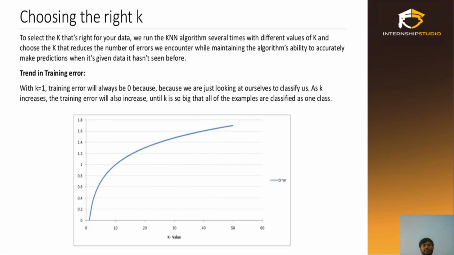And yeah, choosing the right k. With respect to the training error, for k equal to 1, the training error will always be 0, because we are looking only at ourselves, right? So there is nothing else to classify or associate to. And as you increase your k value, the training error also increases. So this is the training error with respect to the k value.